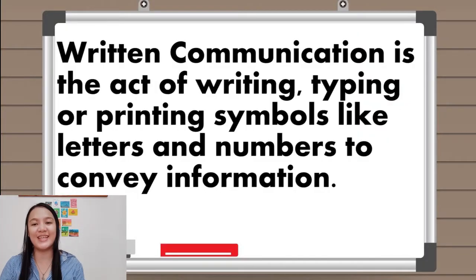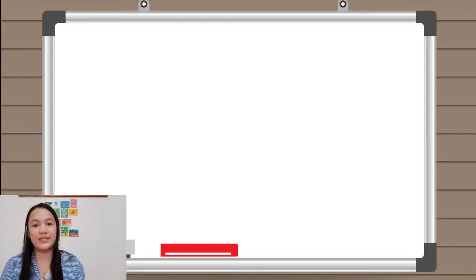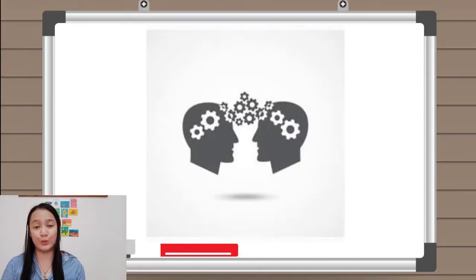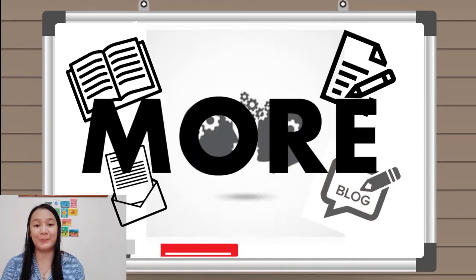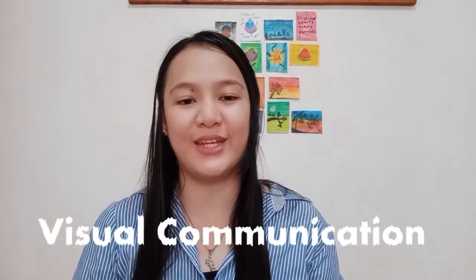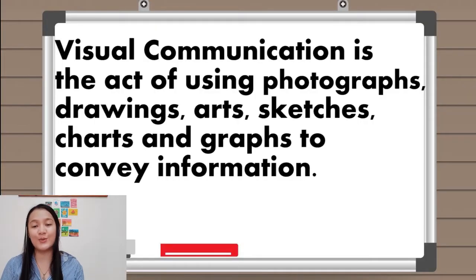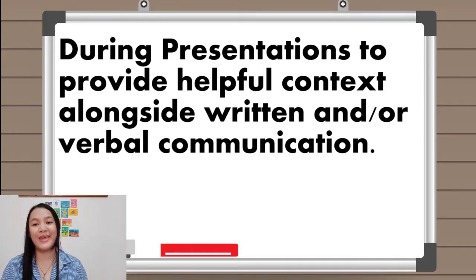Written communication is the act of writing, typing, or printing symbols like letters and numbers to convey information. For example, sharing information through books, memos, letters, blogs, and more. The last one is visual communication. Visual communication is using photographs, arts, charts, graphs, sketches, and drawings to convey information. For example, a presentation provides helpful context alongside written and verbal communication.